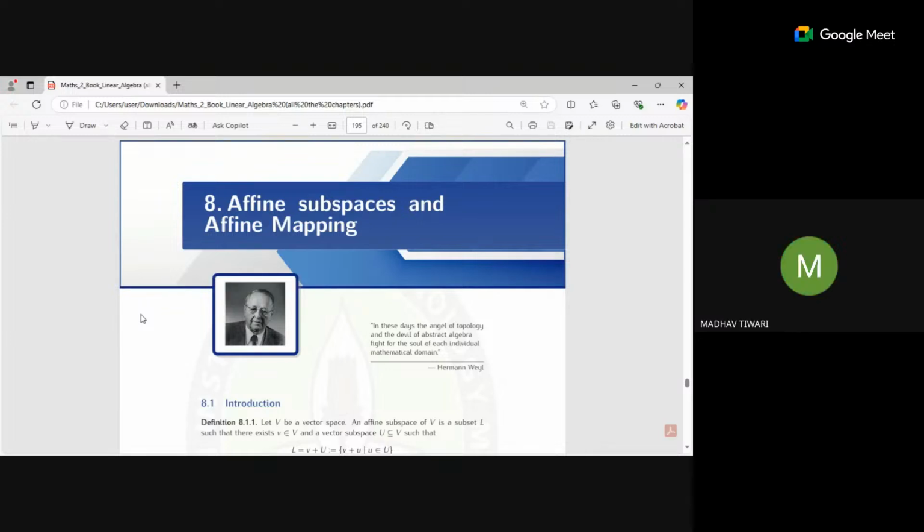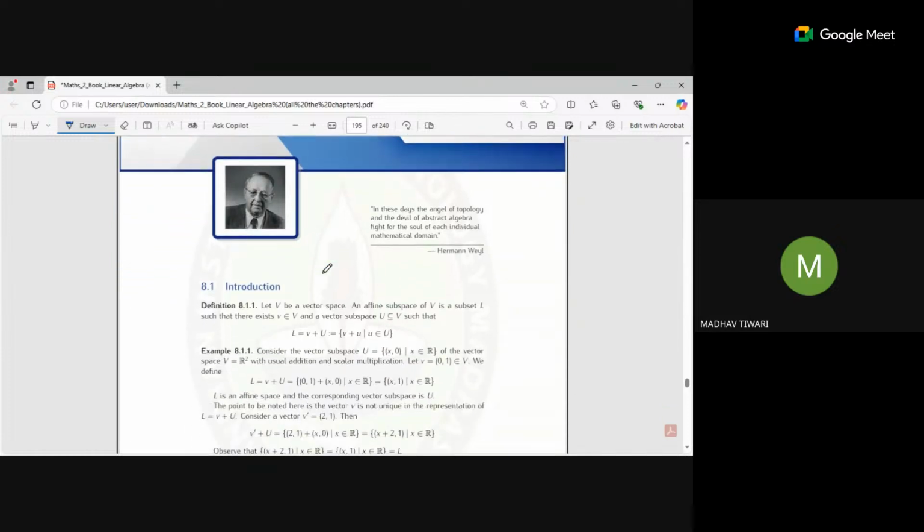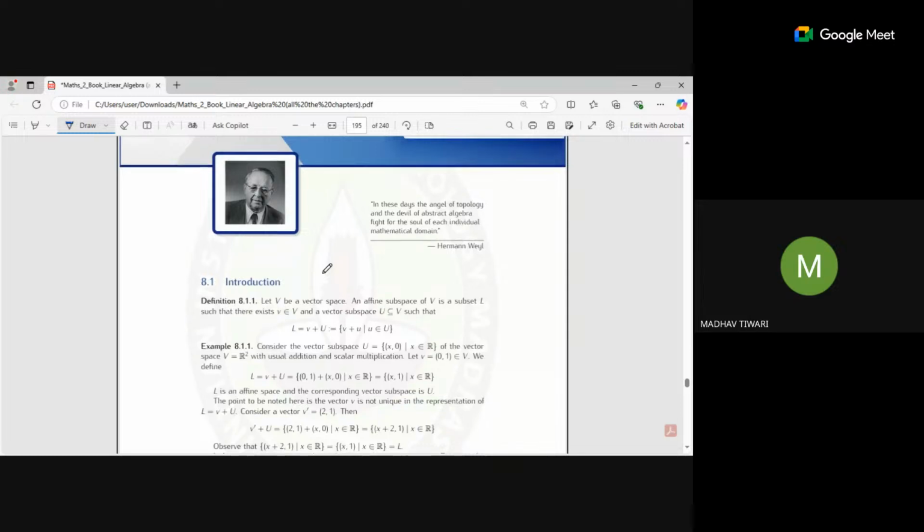So in this one, we have already covered the similarity and equivalence of matrices. Okay, so now is affine subspaces. Affine subspaces and affine mapping we are going to cover in this session, and dot product and other things as well. Okay, so what are affine subspaces?